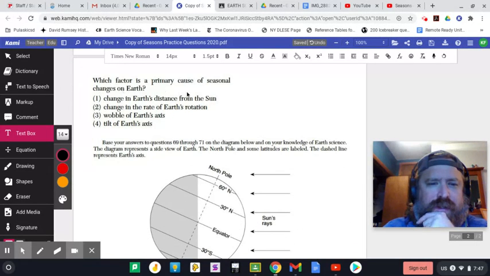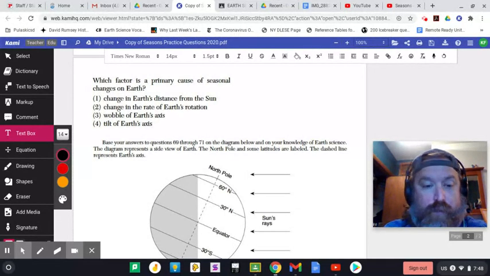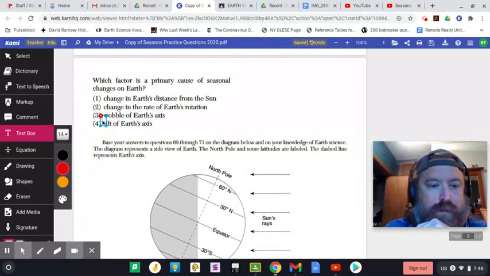Which factor is a primary cause of seasonal changes on Earth? So change in distance, there's that again. This is kind of like the one above. Change in rate of Earth's rotation, that does not change. That stays pretty consistent. We would feel accelerations and decelerations if that were changing. Wobble of Earth's axis does happen, but over very slow amounts of time. You'd have to go back to the pyramids, when they were building those things, for when we were pointing at a different North Star. And there we go. Surprise, surprise, if we're not getting repetitive here. Tilt of Earth's axis.